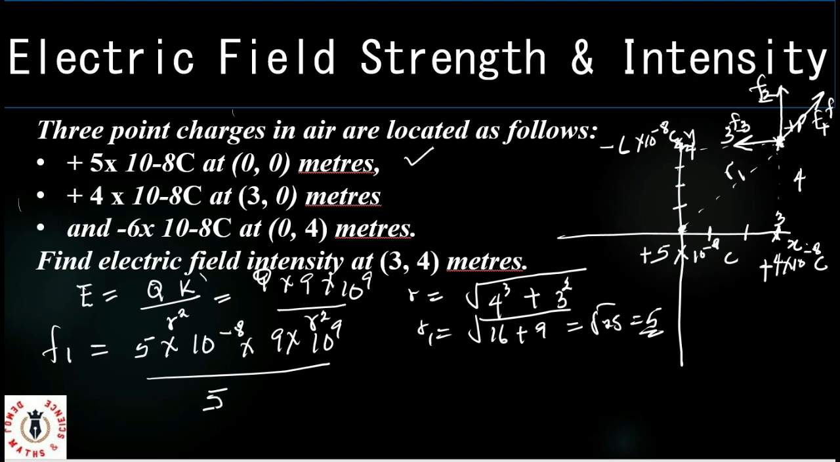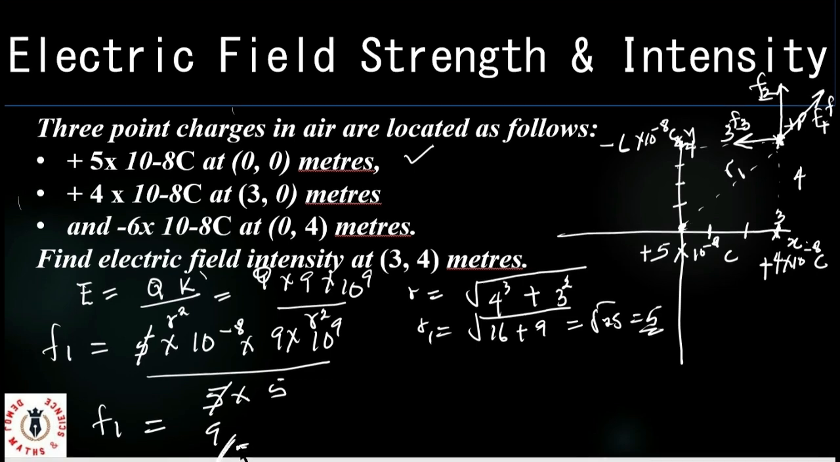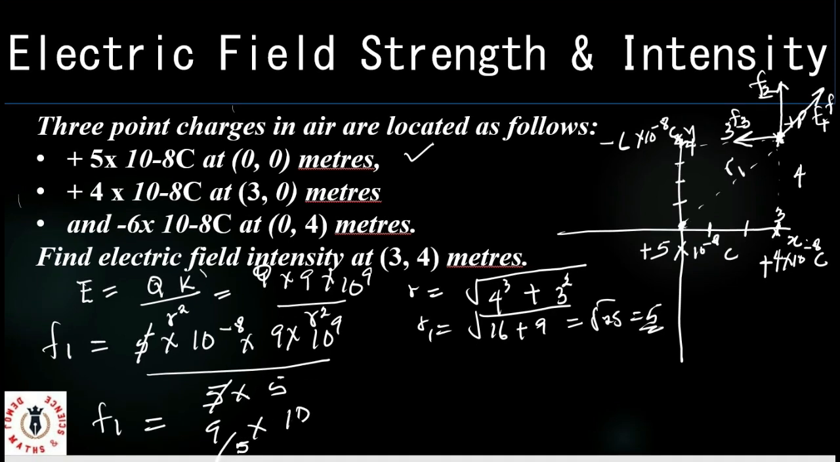So I can easily place 5 squared here. That's 5 times 5. 5 here is 1, 5 here is 1. So that E1 will be the same thing as 9 over 5 times 10 raised to power minus 8 and 1. That is raised to power 1. That's the same thing as 1.8 times 10. Not F1, sorry, it's E. I'm making that same mistake again. That is E, the electric field intensity, which will be in newtons per coulomb, which is the same thing as 18 newtons per coulomb.